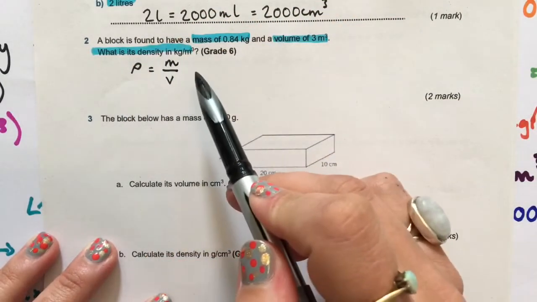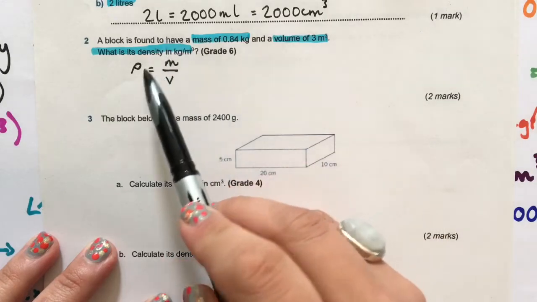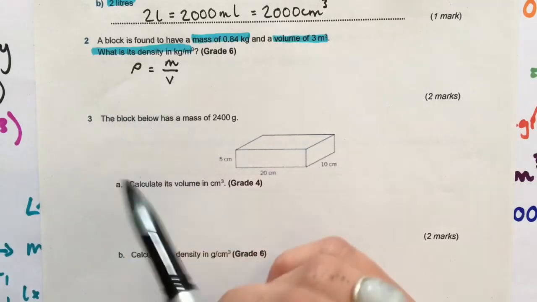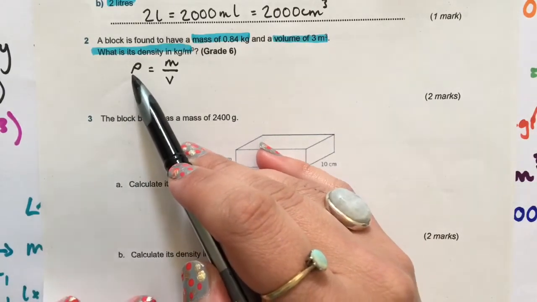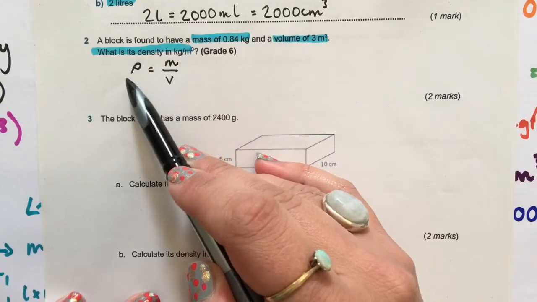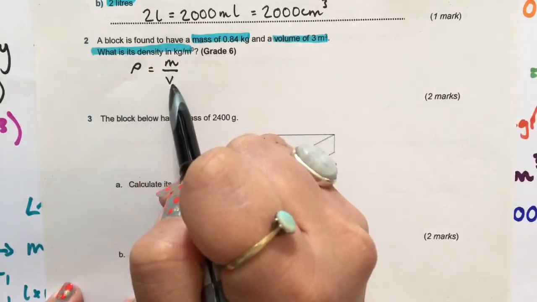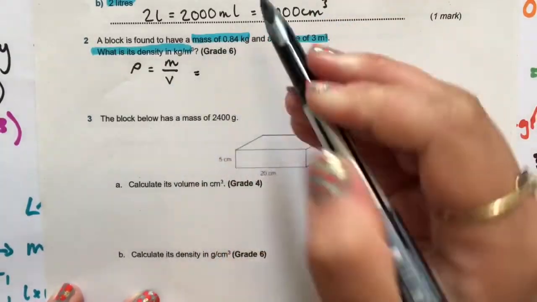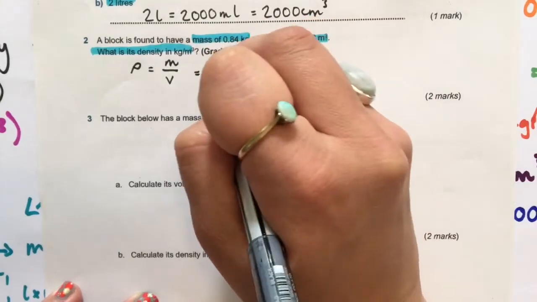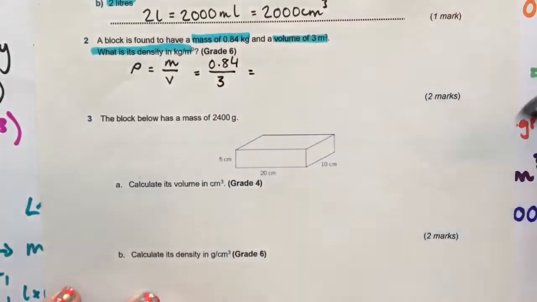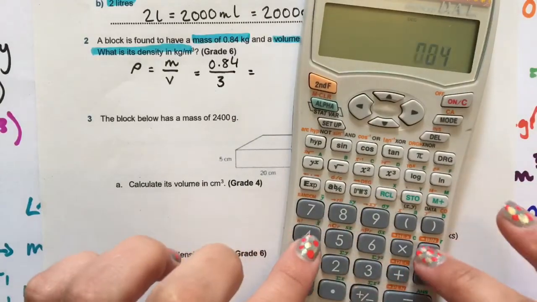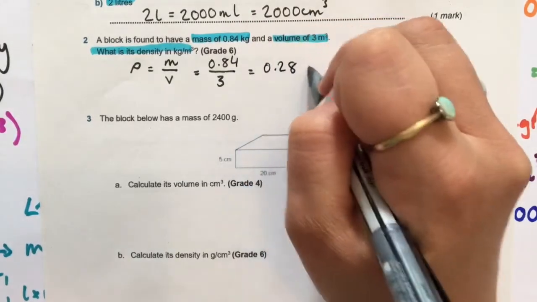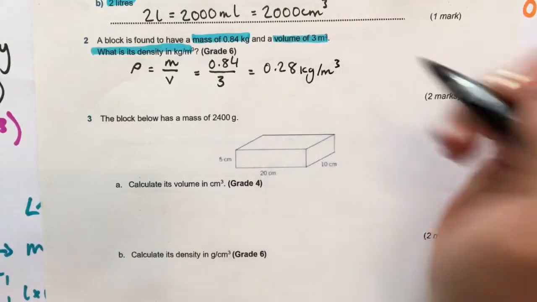So I'm writing it in symbols because it saves time more than anything else. This is the symbol for density. It's rho, which is a Greek letter. It kind of looks like a lowercase p, but it doesn't have the little arm at the top. So density is mass over volume. I then want to substitute in the values that I've got. So for mass, I've got 0.84, and for volume, I've got 3. So if I do this on my calculator, 0.84 divided by 3, I get 0.28 kilograms per metre cubed.